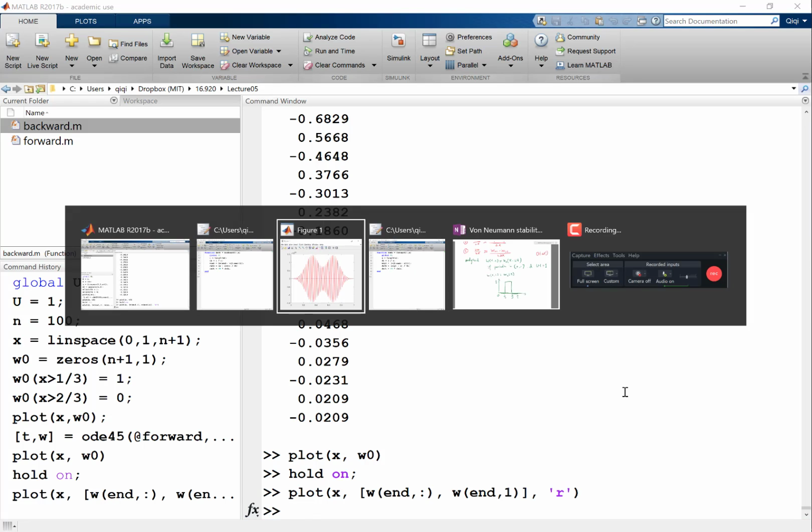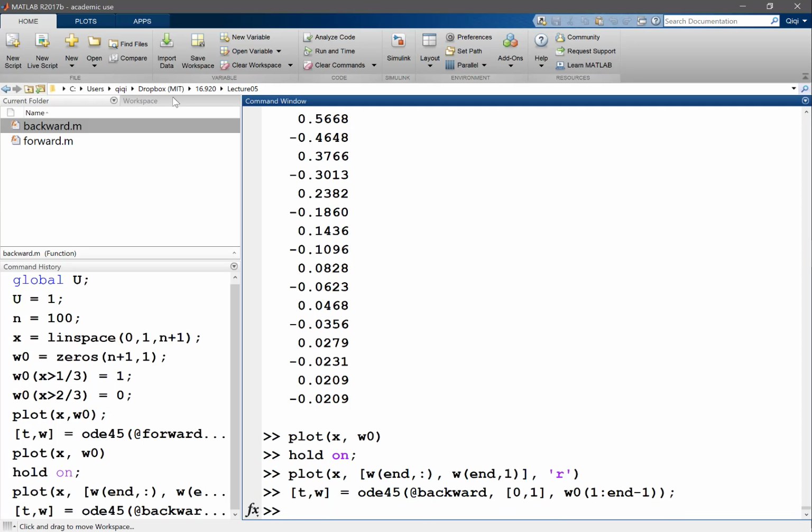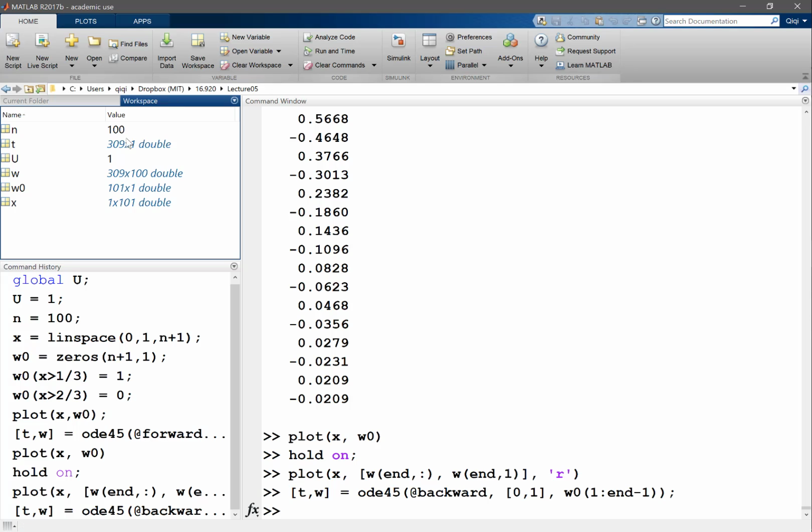So let's keep this figure to compare, and I'm going to say ODE45 instead of forward. I'm going to be doing backward. All right, so it's done. Let's look at the workspace. Interestingly, ODE45 decided to only take about 300 time steps as opposed to 1,000. So here we already see some kind of a non-symmetry, right? Forward, backward difference doesn't seem to be giving us at least exactly the same thing.